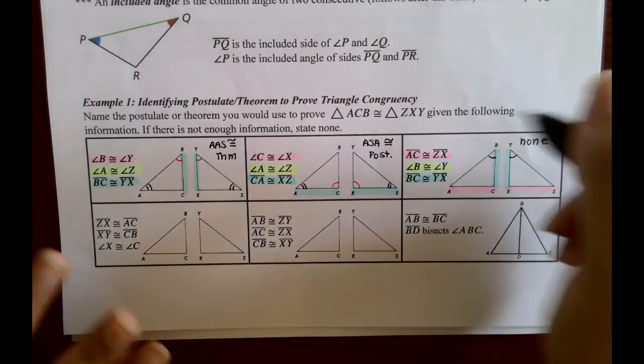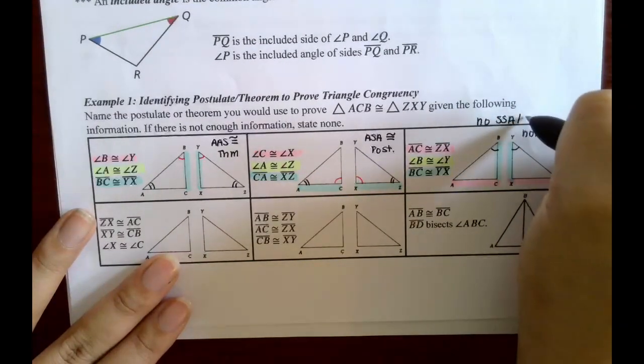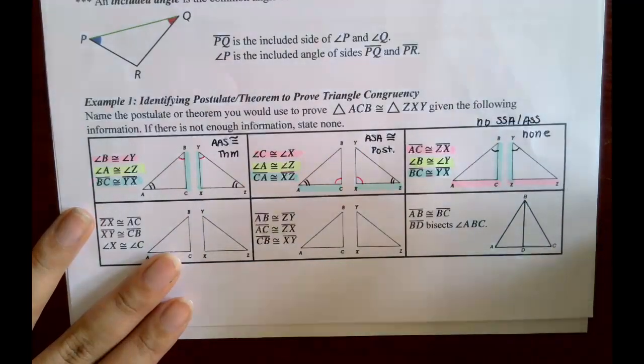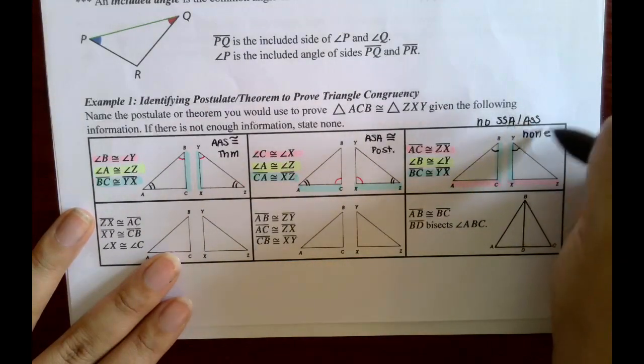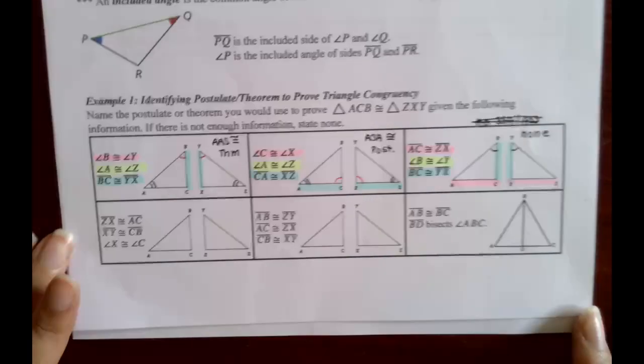Okay. So just remember, there is no SSA, easy to remember. It spells a bad word, so we don't say that. So we don't have that. Okay, so that's an easy way to remember that.